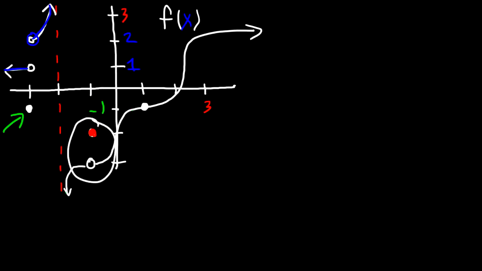Now, this type of discontinuity, where the limit exists but doesn't equal the function value, is known as a hole. And that type of discontinuity is known as a removable discontinuity. So that's simply a hole.